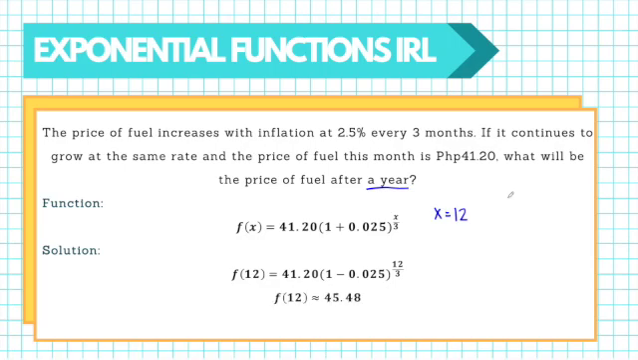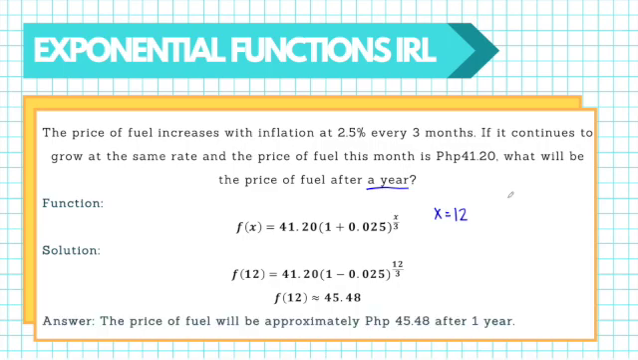Using our calculator, we can see that f of 12 is approximately equal to 45.48. Therefore, the price of the fuel will be approximately 45 pesos and 48 centavos after 1 year.